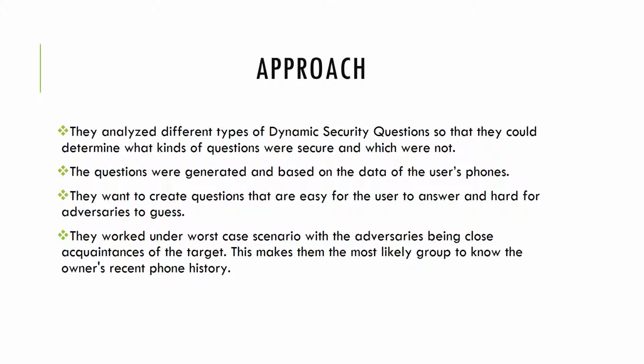They worked under a worst-case scenario, with the adversaries being close acquaintances of the target. Because they are close to the user, they are most likely to know the user's recent activity, or at the very least have a good guess about it.